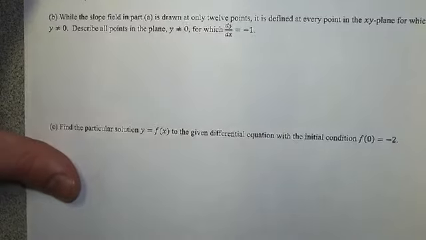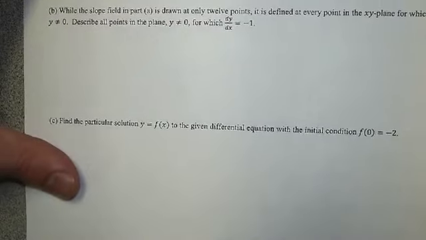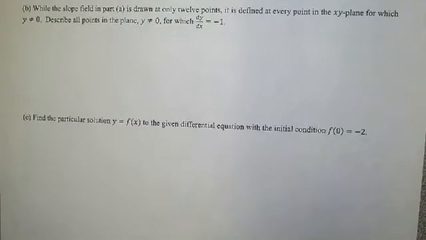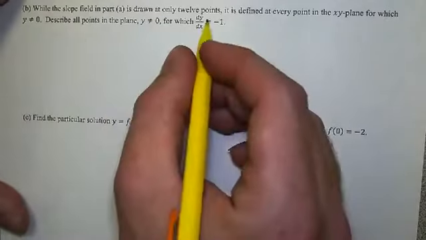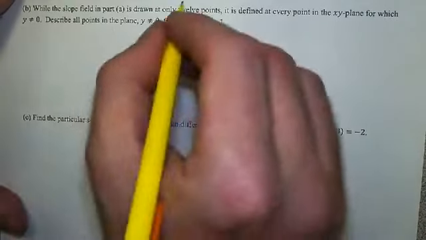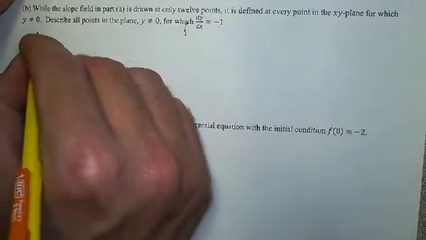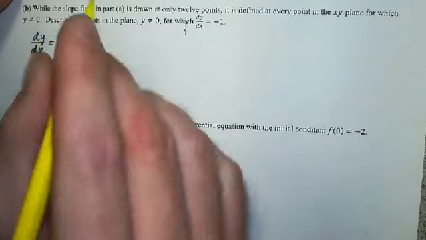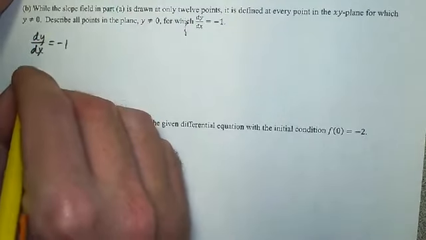While the slope field in part A is drawn at only 12 points, it is defined at every point in the xy plane except along the x-axis, right? Describe all points in the plane, y not equal to 0, for which dy dx is equal to negative 1. So what I'm going to do is chase this down algebraically and then make an interpretation. So I've got dy dx equals negative 1. But dy dx is x plus 1 over y.